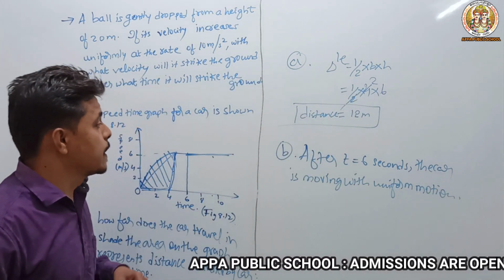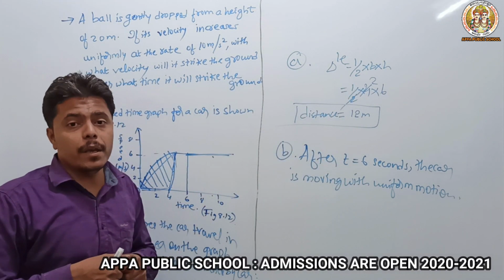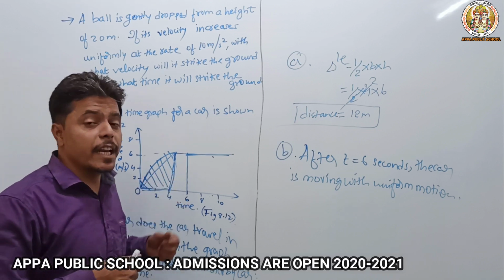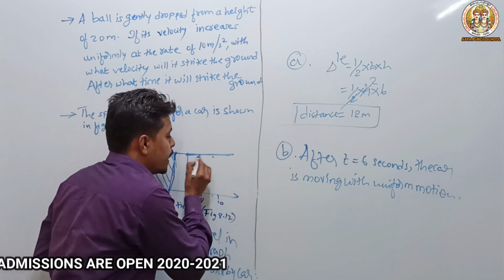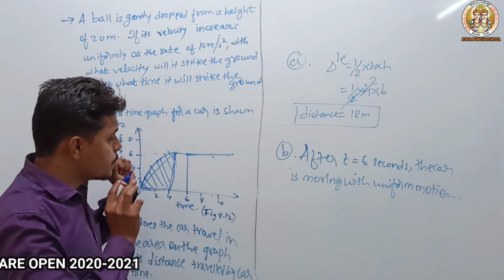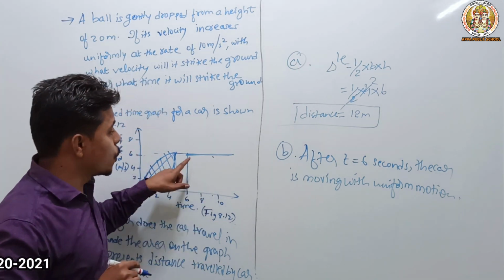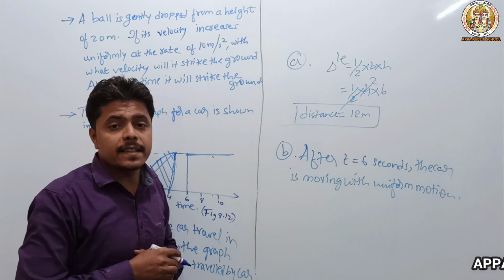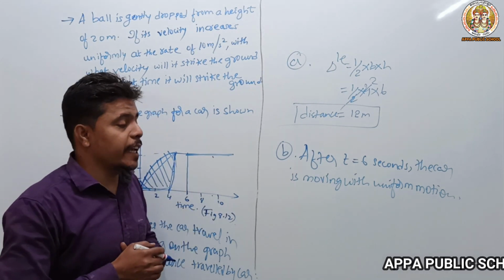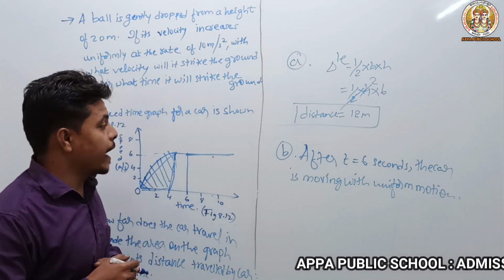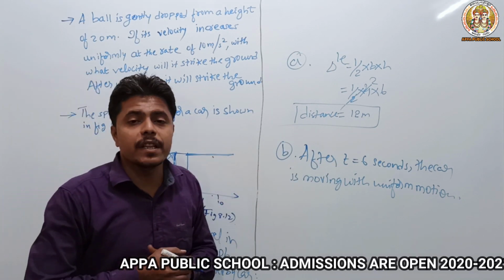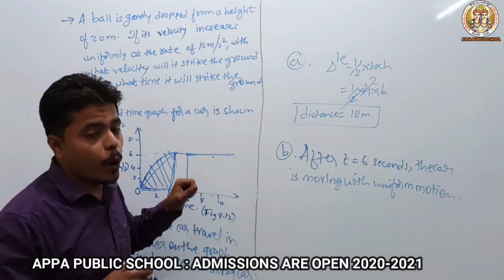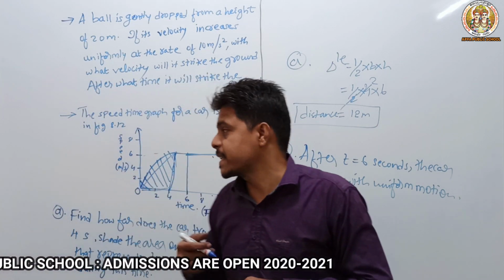So you can see, the question in part B they have asked is to represent the uniform motion in the graph. After 6 seconds it is moving in uniform motion. It is moving with 6 meter per second continuously. You can see a line parallel to the time x-axis. It is nothing but the uniform motion of the car, and after time 6 seconds, the car is moving with uniform motion. So this is about question number 8 from the exercise.